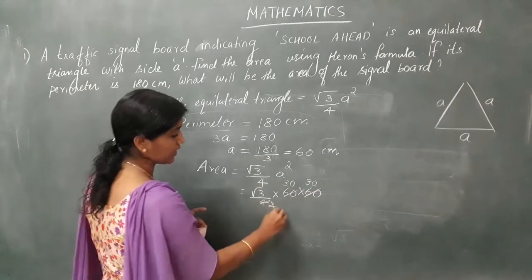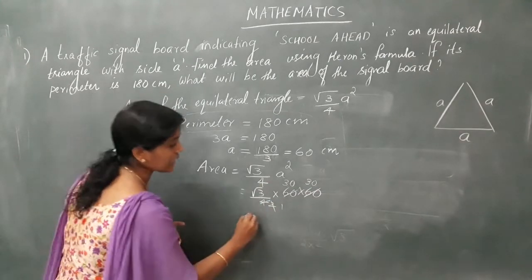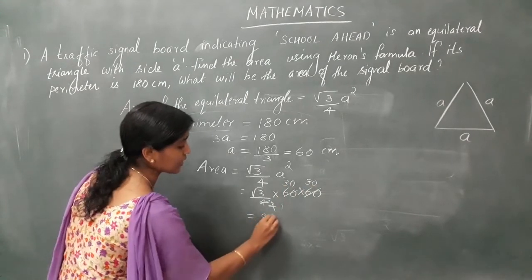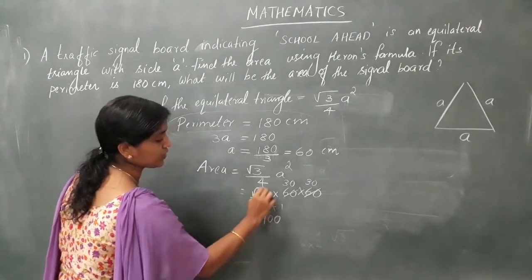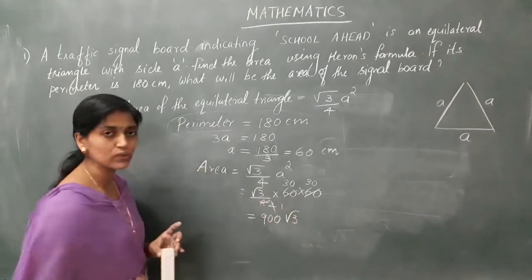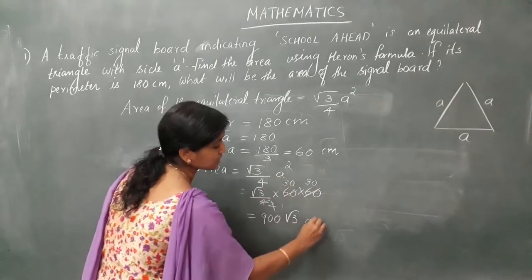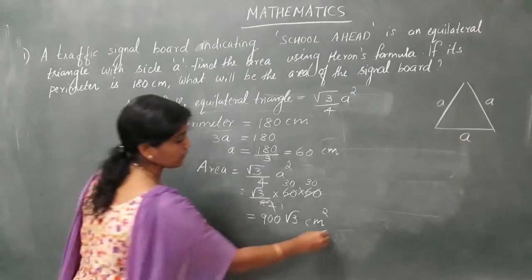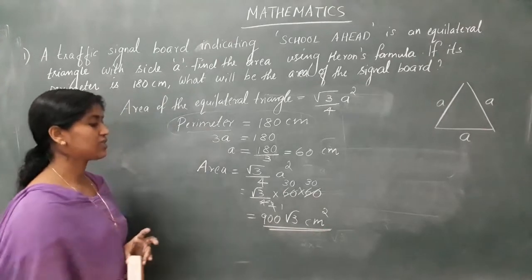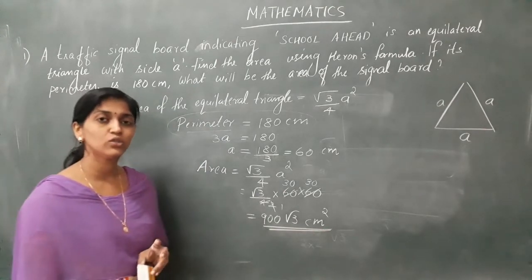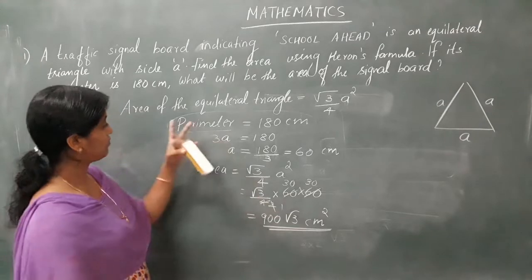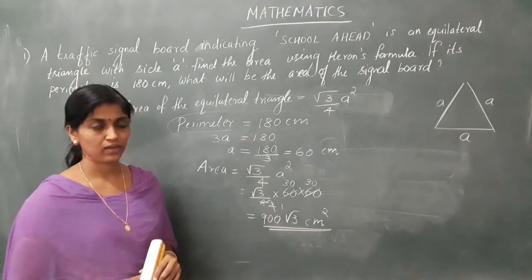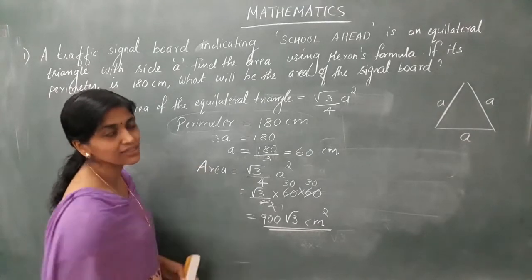Clear? Now we will get 30 into 30 is 900. 3 3s are 9, so 900. What is left here? Root 3. 900 root 3. Then what is the unit? It is centimeter, and since it is area, it will be centimeter square. So we get area is equal to 900 root 3 centimeter square when the perimeter is equal to 180 centimeter.